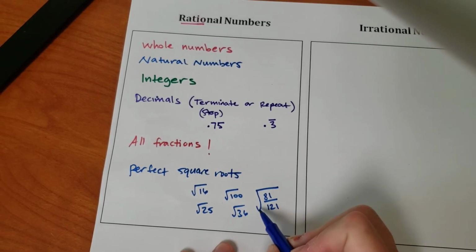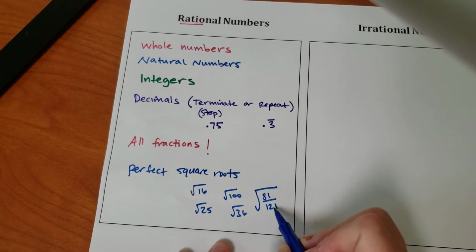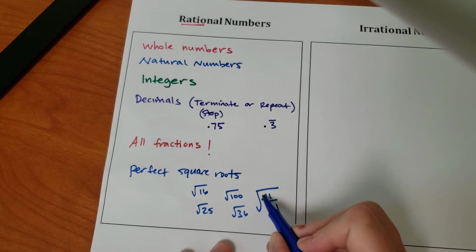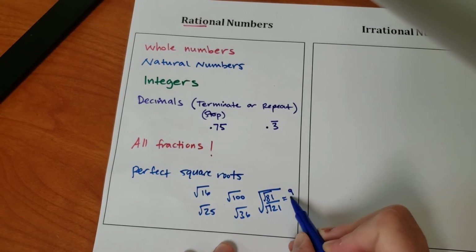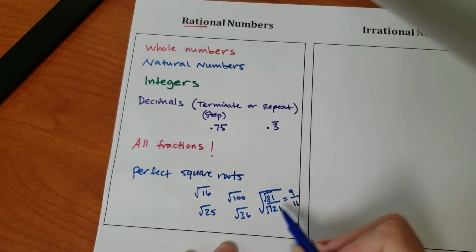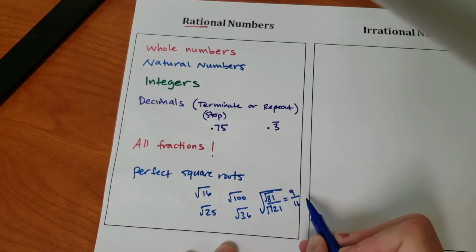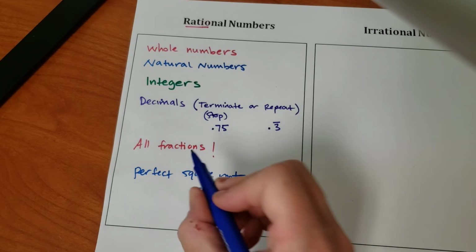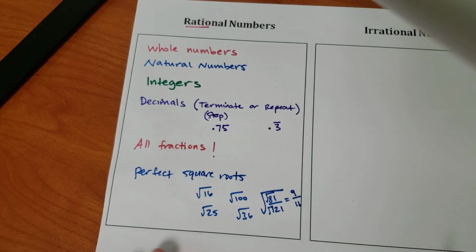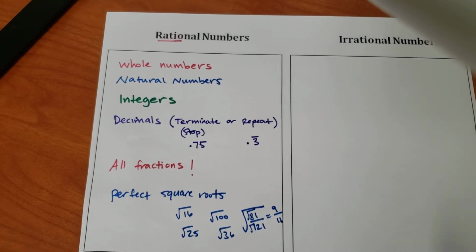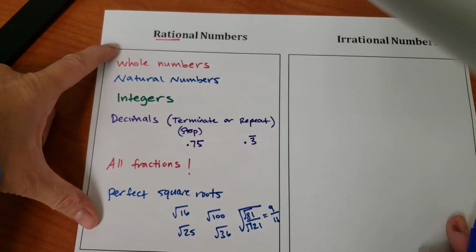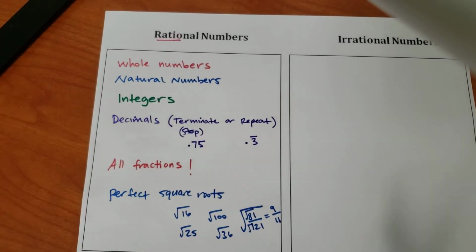So remember, like we were doing in our warm-up, the square root of 81 over 121 is really like taking the square root of the top and the square root of the bottom. The square root of 81 is 9, the square root of 121 is 11. So do you see how this can be written as a fraction? 9/11ths, and all fractions are rational. So those are your perfect square roots. So this is a list of all the numbers that are rational. If you want to jot down examples, you can. Otherwise, just the words is fine.